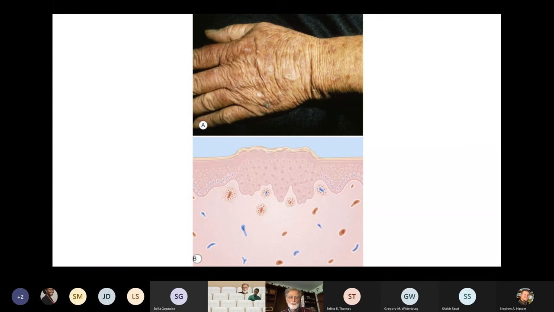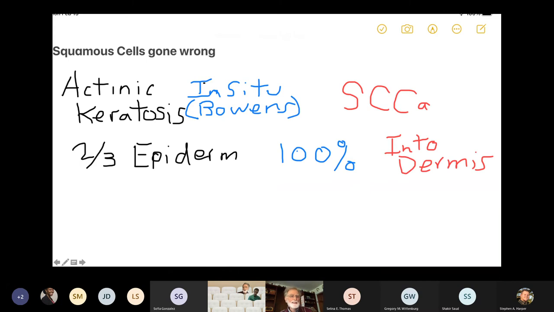This is Lookingbill, which shows us what an actinic keratosis looks like. It's all in the epidermis. In fact, there's a definition of actinic keratosis that, for sure, if it's less than 2/3 of the epidermis, it's actinic keratosis. In situ is 100%, but not into the dermis, it's in situ. And then people argue, well, what's 90? What's 80? And it's arbitrary. But for sure, when it goes into the dermis, you're dealing with a squamous cell carcinoma.